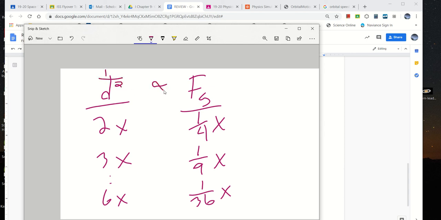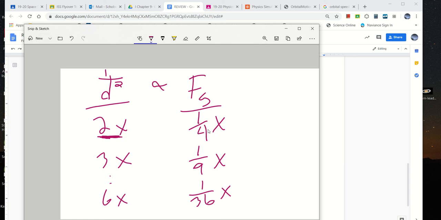Okay, so the force of gravity, that symbol means proportional to. Force of gravity is proportional to 1 over the distance squared. So by whatever factor the distance changes, the inverse square of that is what happens to the force of gravity. I may have said that wrong just now, but whatever happens to the distance, the inverse square of that number is what happens to the force of gravity.